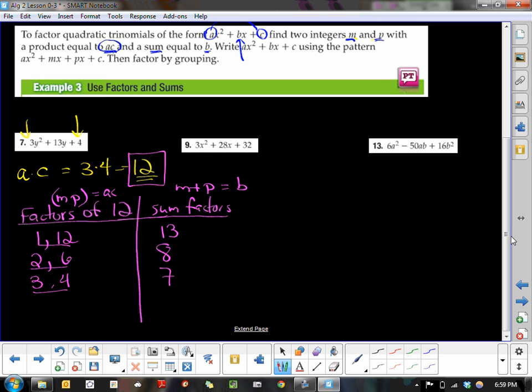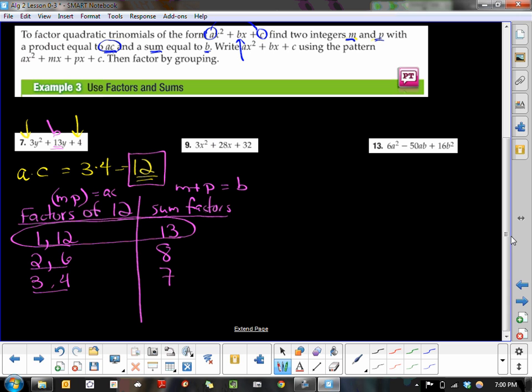Do any of these end up being our value of b? Well, here's our value of b. b is 13. So it's telling us it's this combination that we want to use in our factorization. So we've kind of identified what we need. Now let's decipher the rest of this. So here comes the rest of the story.